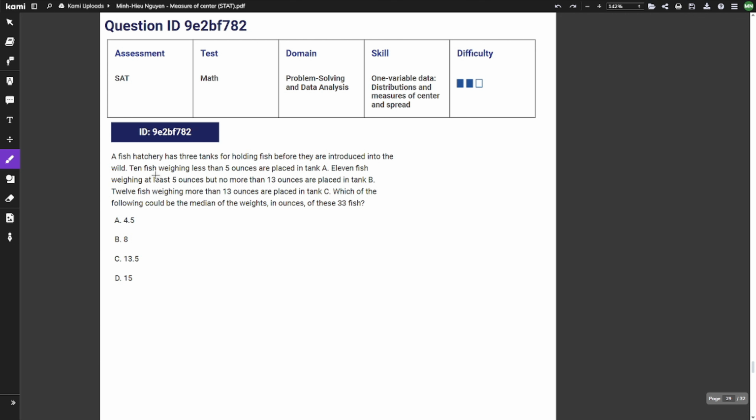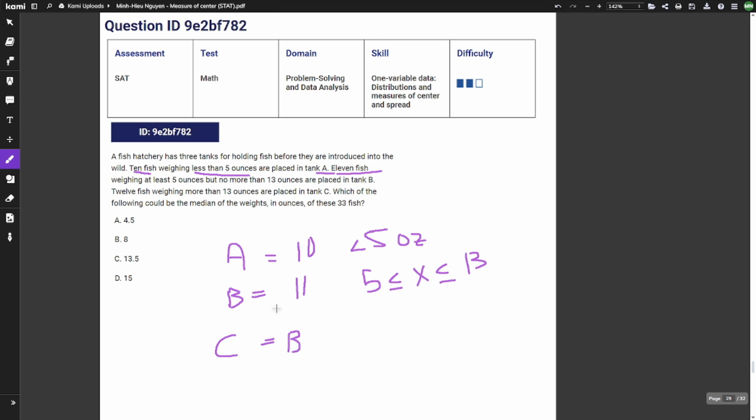So we know we have 10 fish weighing less than 5 ounces in tank A. So tank A is equal to 10 fish less than 5 ounces. Then we know that tank B has 11 fish between 5 and 13. At least 5, but no more than 13. Alright. And then we know that tank C has 12 fish weighing more than 13 ounces.